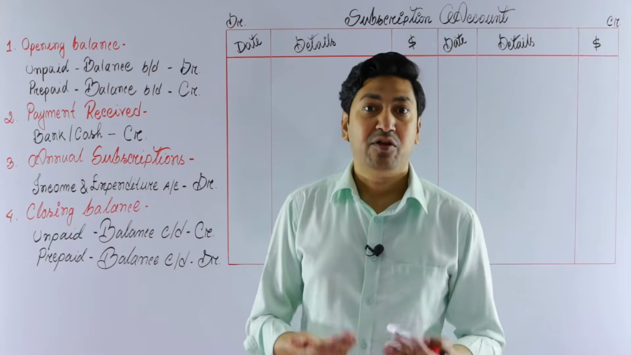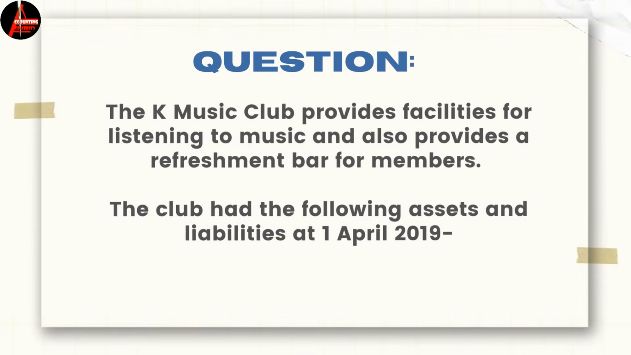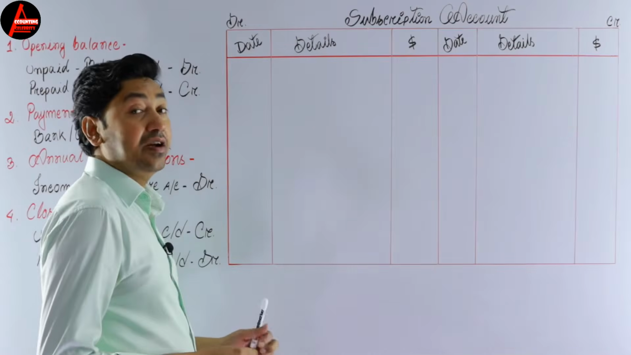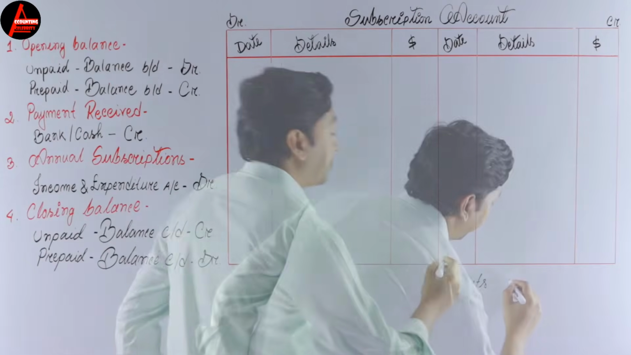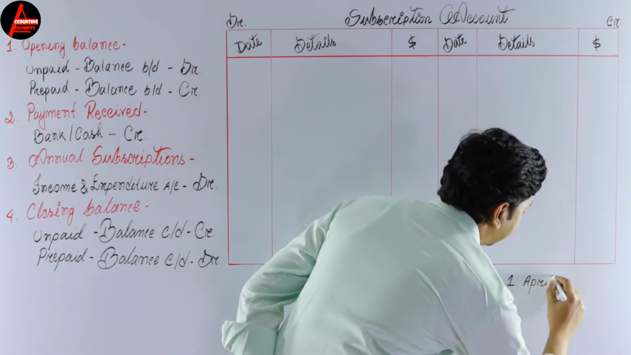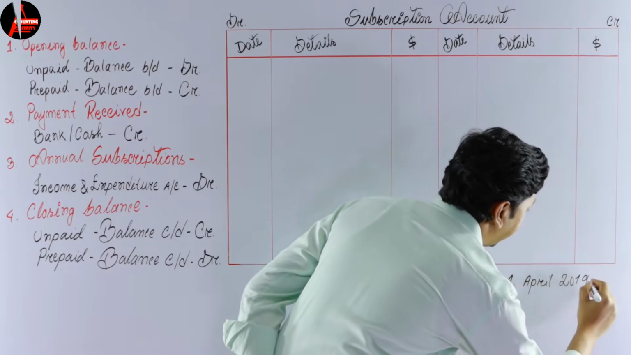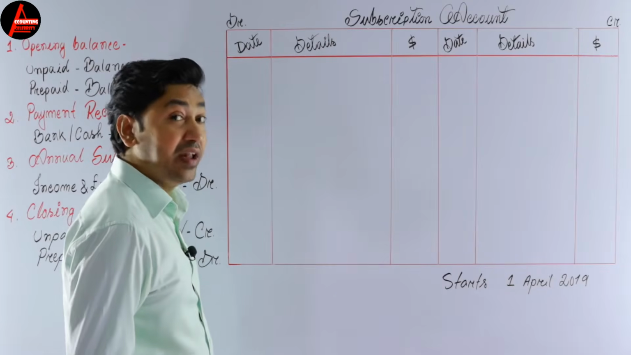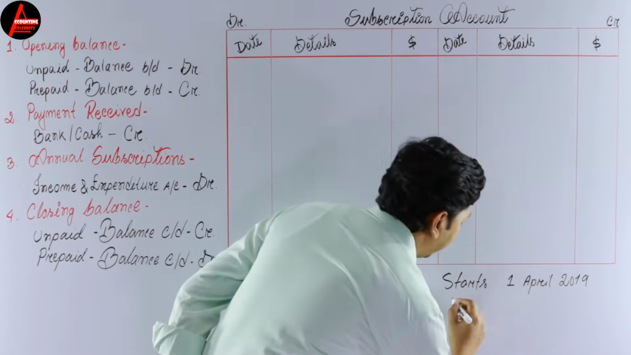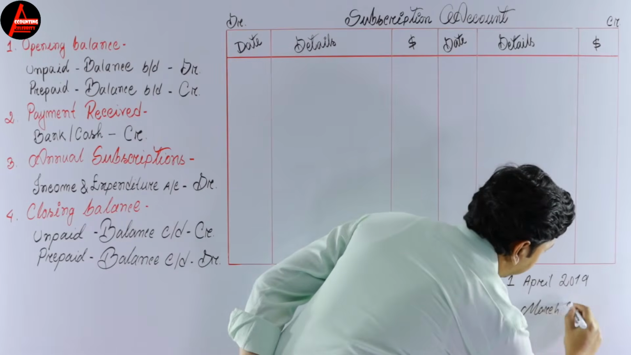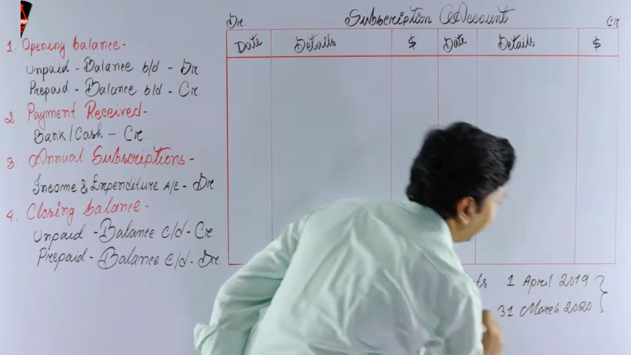Now let us have a look at the question on the screen. The K Music Club provides facilities for listening to music and also provides a refreshment bar for members. The club had the following assets and liabilities at 1st April 2019. That means the financial year of this club starts on 1st April 2019. This is very important to understand the financial period. When will this period end? It ends on 31st March 2020. So here we see 1 year.